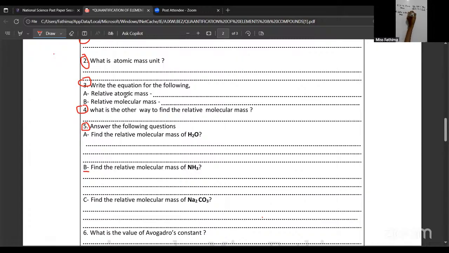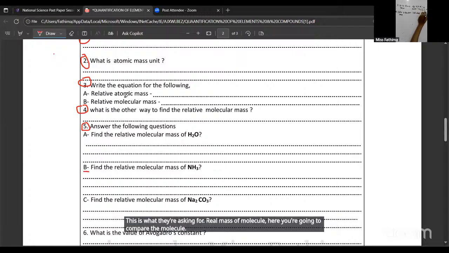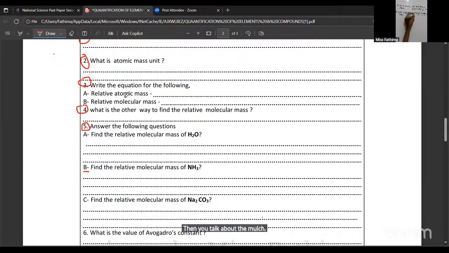This is what they're asking for. Real mass of molecule. Here you're going to compare the molecule, then you talk about the molecule over the atomic mass unit. I'll write as mu. Then the next one they're asking for the other way to find the relative molecular mass.